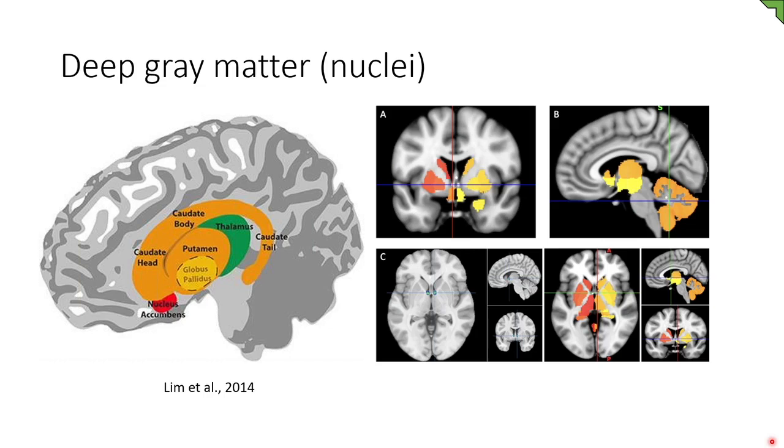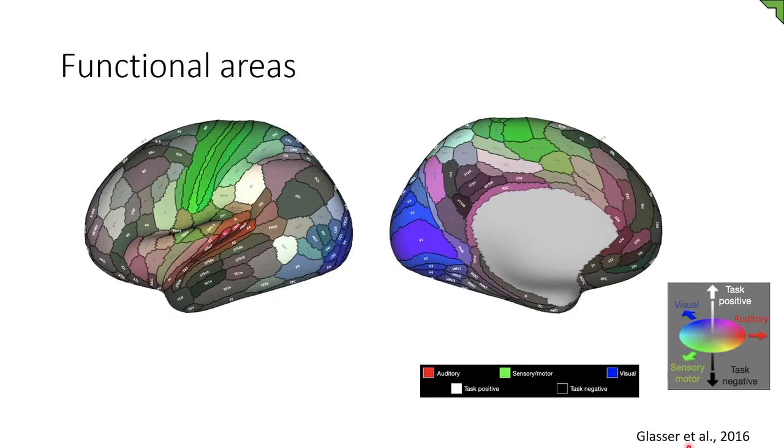And there are also other deep nuclei, for example, near the ventricles and so on, which we will now not go into more detail on, because otherwise we will not end this talk today.